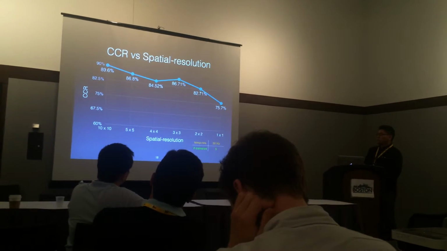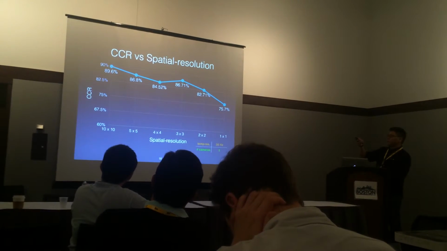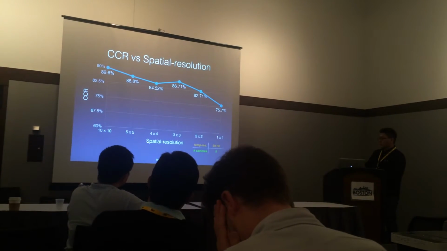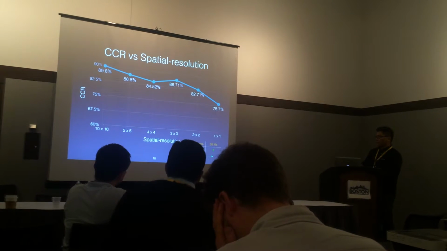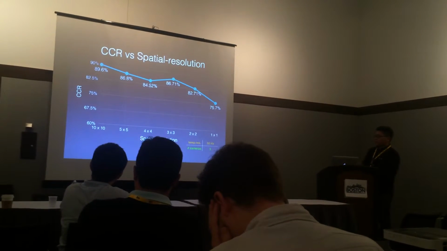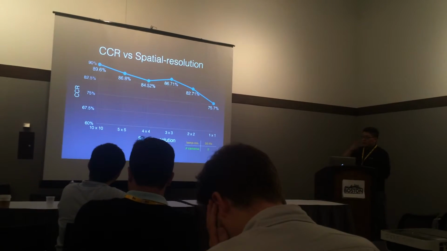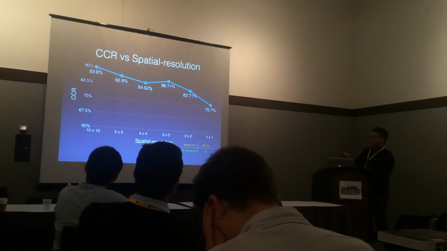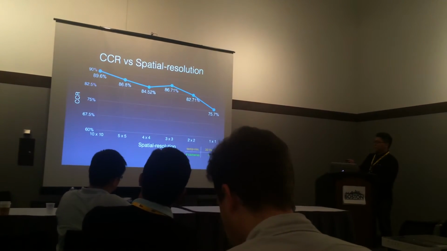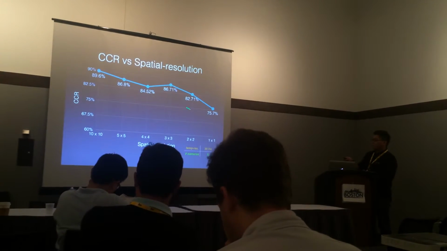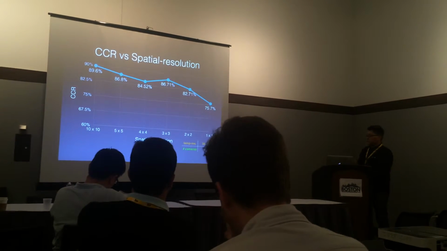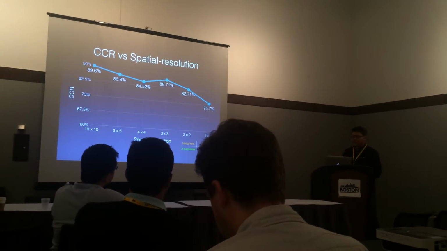So here we report correct classification rate versus change of spatial resolution. We fixed the temporal resolution at 30 Hertz and used 5 cameras. The spatial resolution changed from 10 by 10 all the way to single pixel. We see the variation from 10 by 10 to 3 by 3 is kind of small, but we have a bigger drop from 3 by 3 down to single pixel. But still, we have around 75% using only single pixel, using only 5 single pixel cameras.